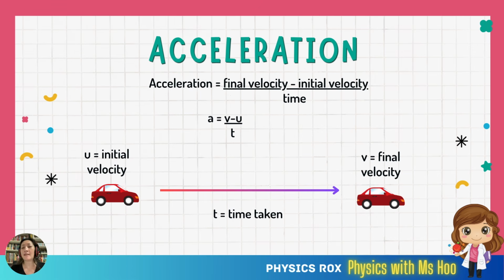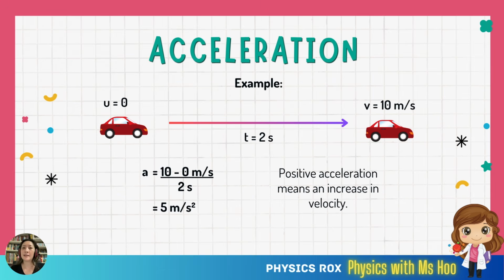Now let's take a look at an example of how to apply this formula. In this example, this car starts from rest, which means the initial velocity of u is 0. It increases its velocity, and after 2 seconds, it reaches the final velocity v of 10 meters per second. So to calculate the acceleration, all you need to do is take these values and substitute them into the equation. So we have a equals 10 minus 0 divided by 2, giving us acceleration of 5 meters per second squared.